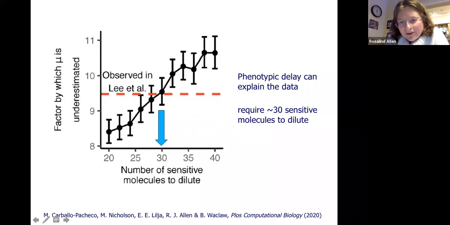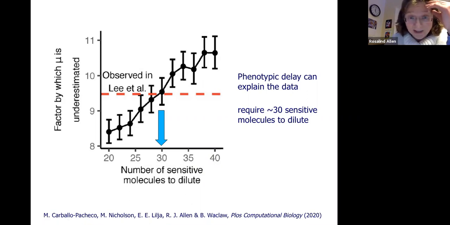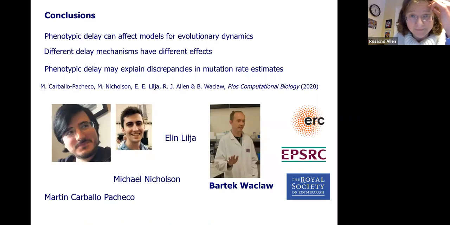So the result of these simulations is that, in our model, a phenotypic delay can explain the discrepancy seen in the Lee et al. data between the true mutation rate and the apparent mutation rate that comes out of the Luria-Delbrück fit. And if that's the case, it requires about 30 sensitive molecules to be diluted in our model to get a result consistent with what Lee et al. saw in their fluctuation tests.